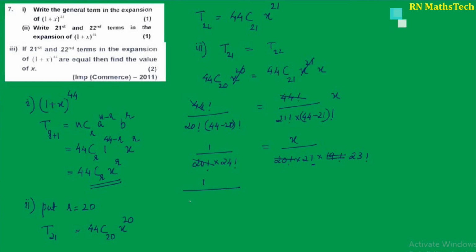So 1 by 24 factorial, which is 23 factorial into 24, is equal to x by 21 into 23 factorial. So 23 factorial gets cancelled. So x is equal to 21 by 24, which is 7 by 8.